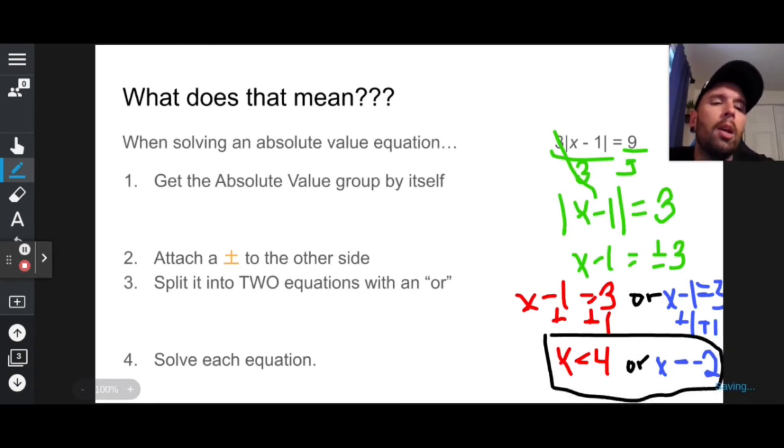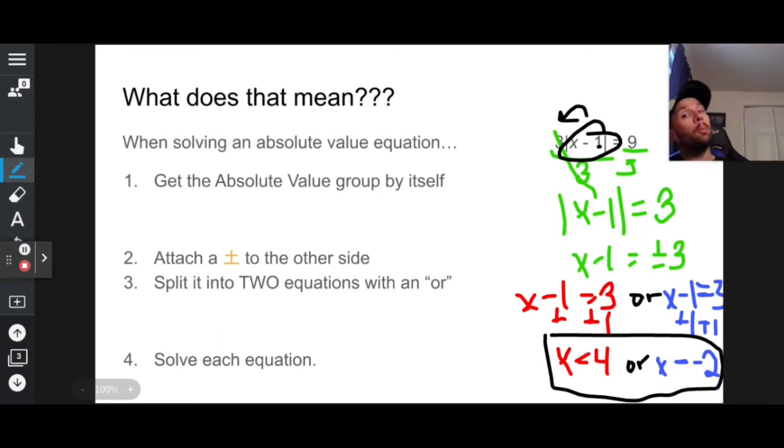That kind of makes sense. If I were to take 4 and plug it into the original equation, I would get 4 minus 1, which is 3. The absolute value of 3 is 3. 3 times 3 is 9. And I could do the same thing with negative 2. Negative 2 minus 1 is negative 3, but the absolute value of negative 3 is 3. Times 3 is 9. And those are my two answers. Bada bing.